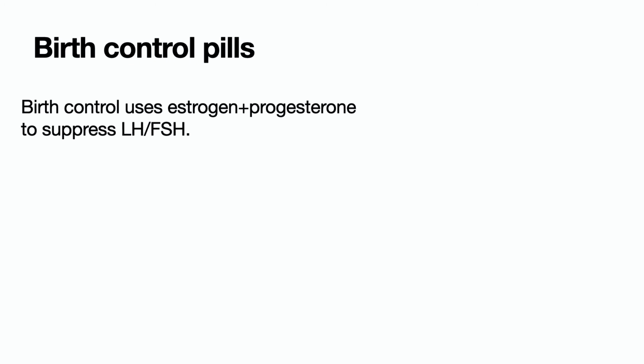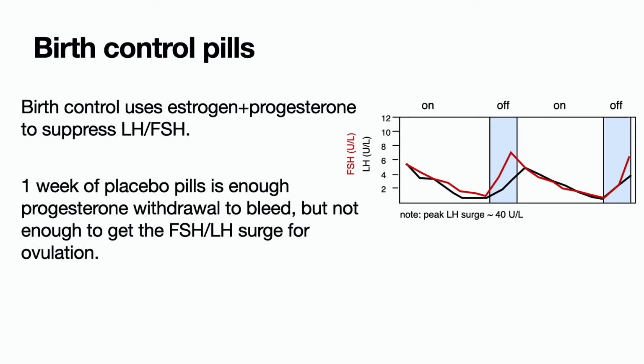Well, it turns out that although 1 week of placebo pills is enough progesterone withdrawal to bleed, the LH and FSH are still suppressed enough that you don't get enough of a surge for ovulation. In this graph from your slides, you can see that even though the LH increases during the placebo period, it doesn't get anywhere near the levels of an LH surge.